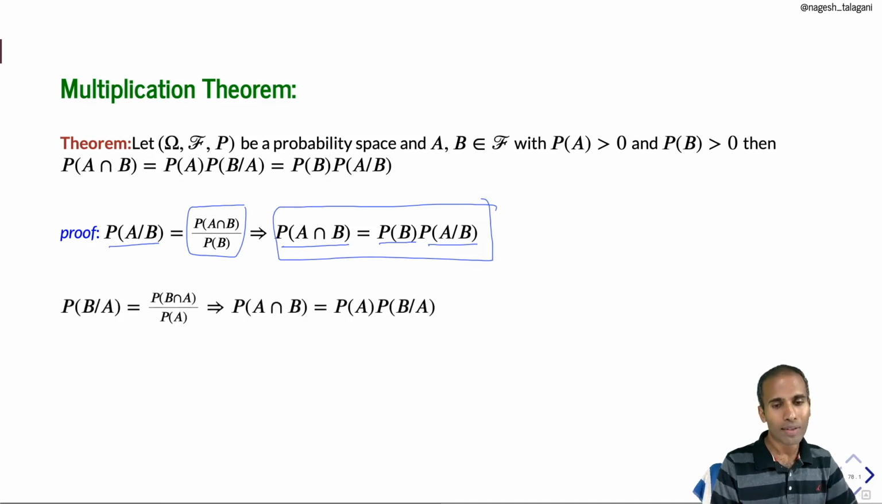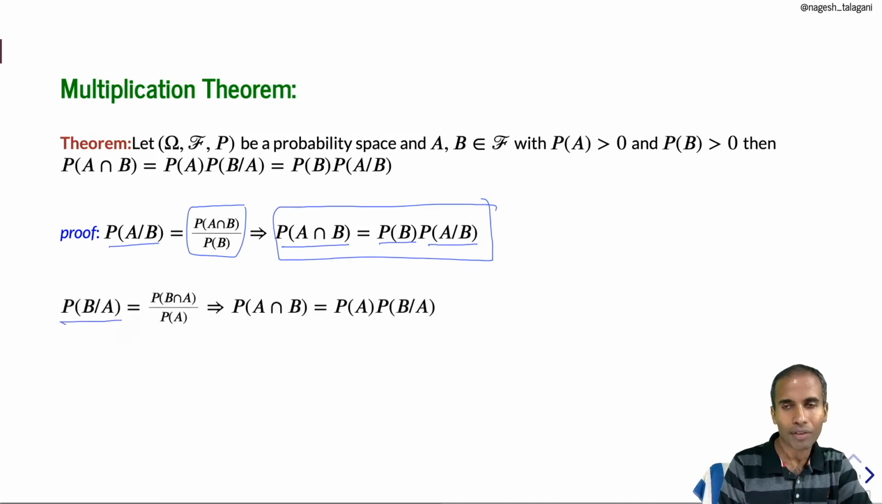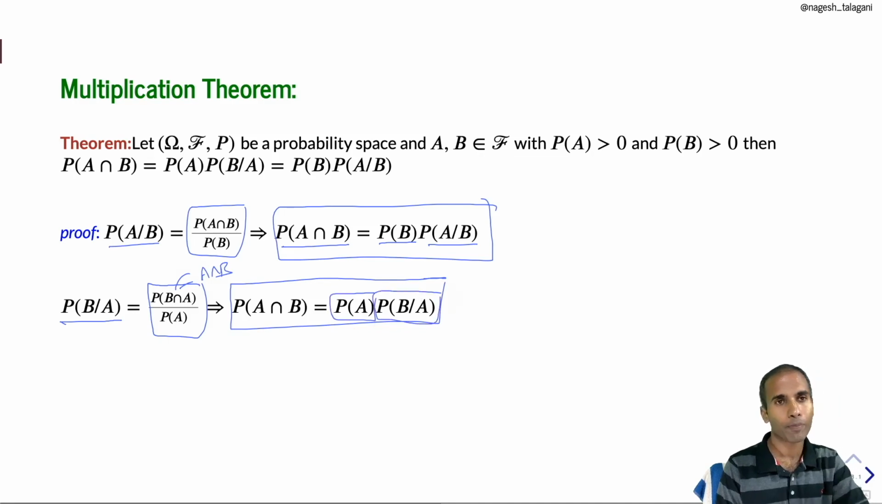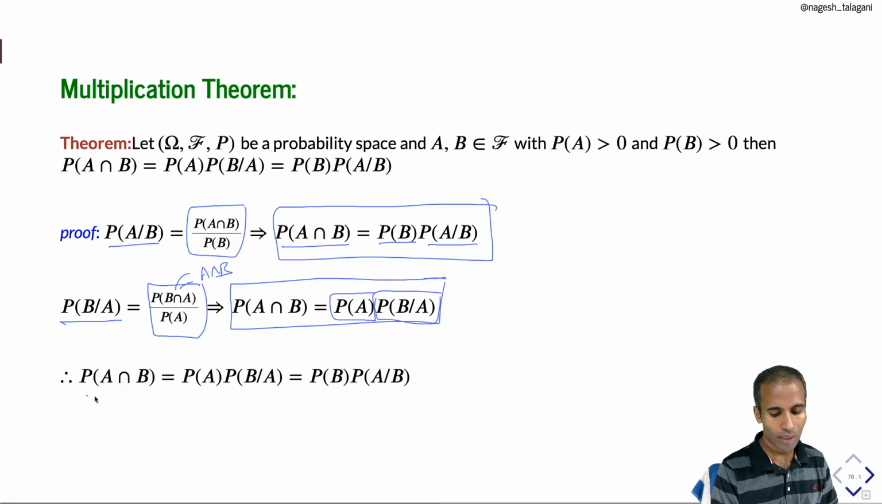Similarly, if we consider probability of B given that A happened, then according to the conditional probability definition, probability of B intersection A by probability of A, and B intersection A is the same as A intersection B. So anyway, if we multiply probability of A on both sides, then we will end up with this result. Probability of A intersection B is also probability of A times probability of B given A. So therefore, we got this result.